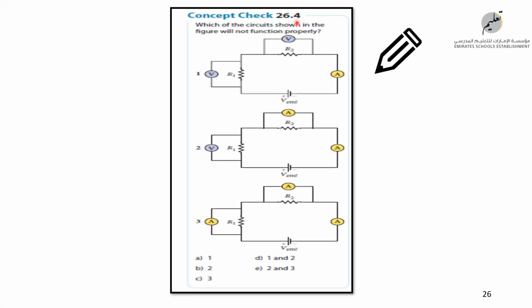6.4 concept check. We have 3 different circuits. Which of the circuits shown will not function properly? Is it A, 2, 3, or 1 and 2, or 2 and 3? Give it a try by dropping your answers in the comment box.